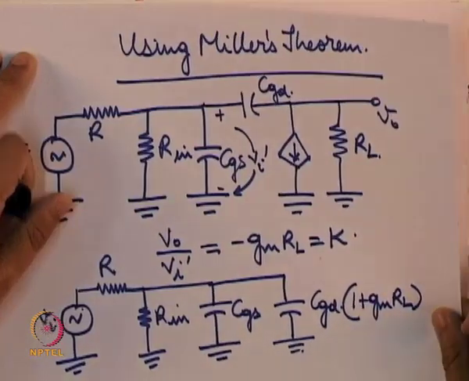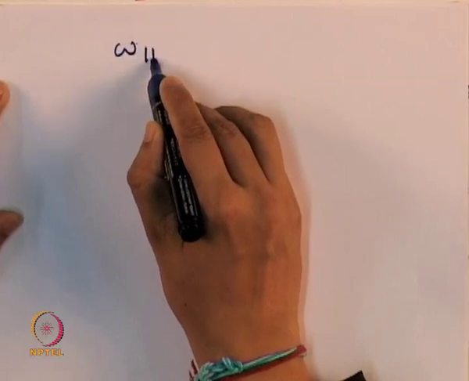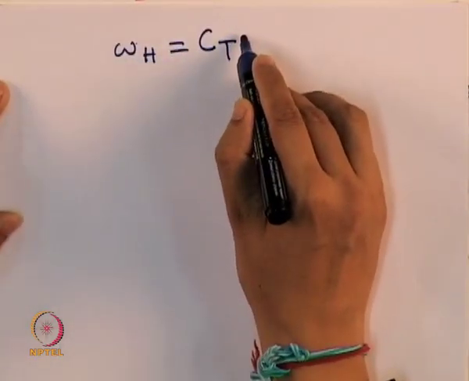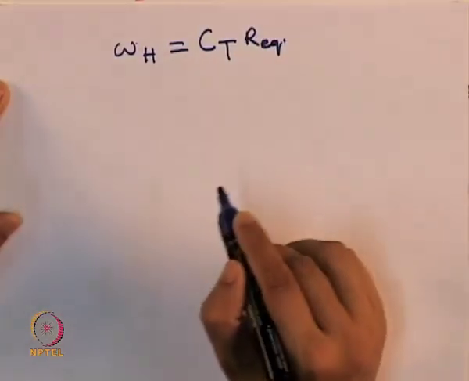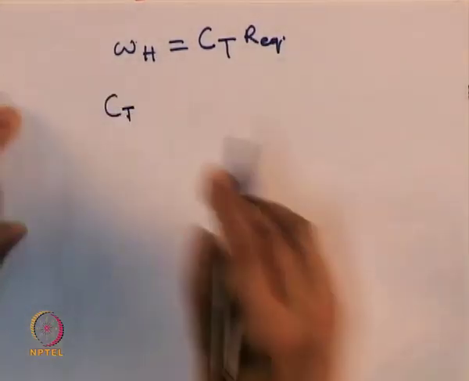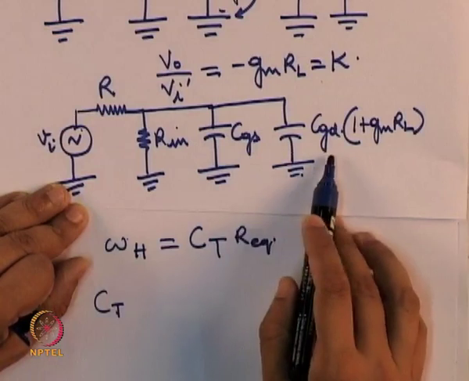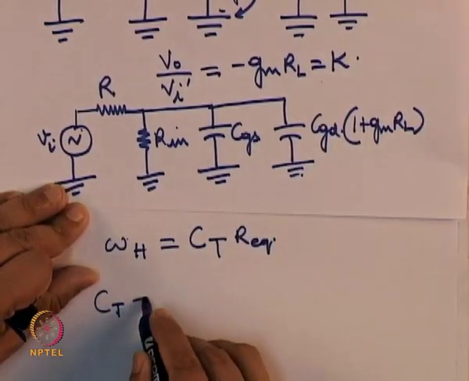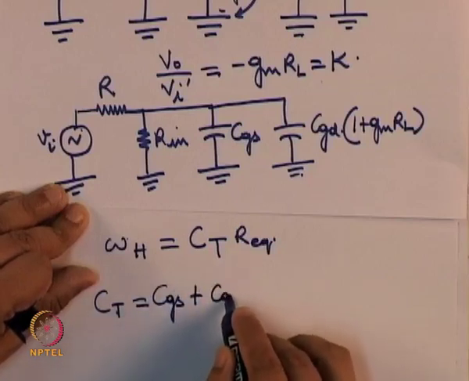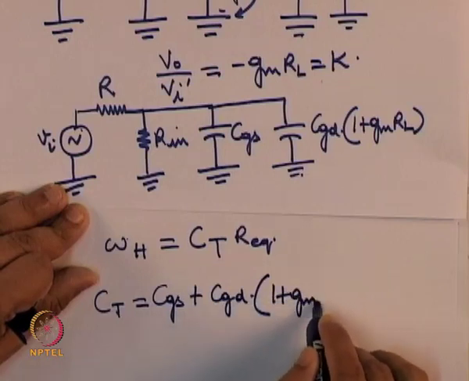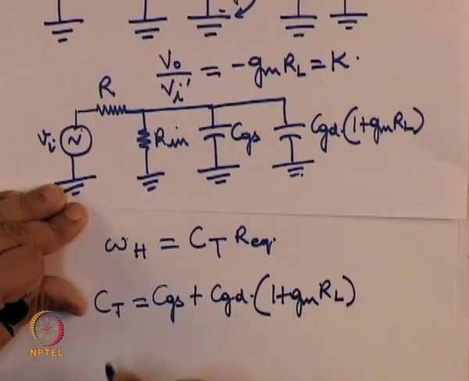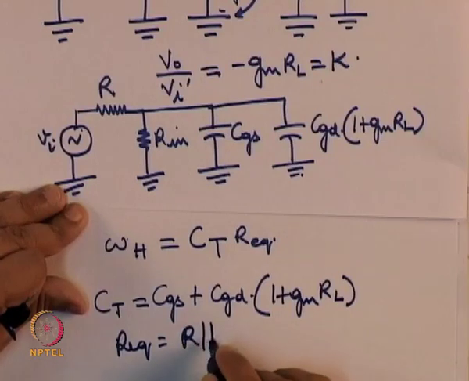So, then if this is my equivalent input circuit, then the value of omega h, or the dominant pole, is very simply written as the input total capacitance multiplied by the input total resistance. Now, what is this CT? Looking at this circuit, can I write CT as simply the parallel combination of this CGS and CGD times 1 plus GMRD, that is CGS plus CGD times 1 plus GMRD, and R equivalent is the parallel combination of R and Rn.